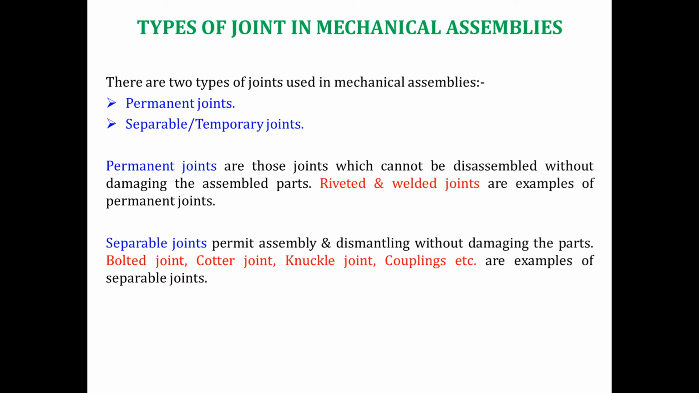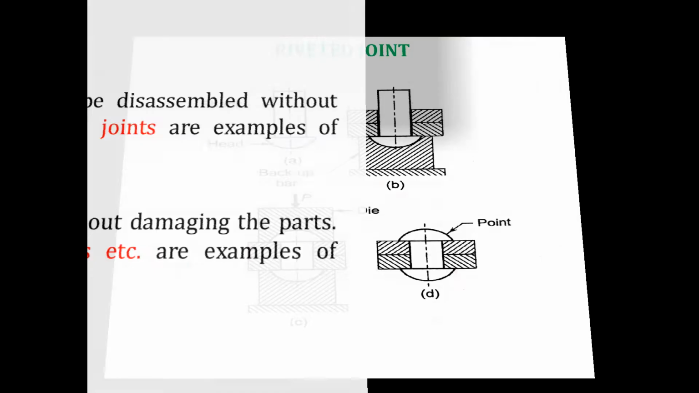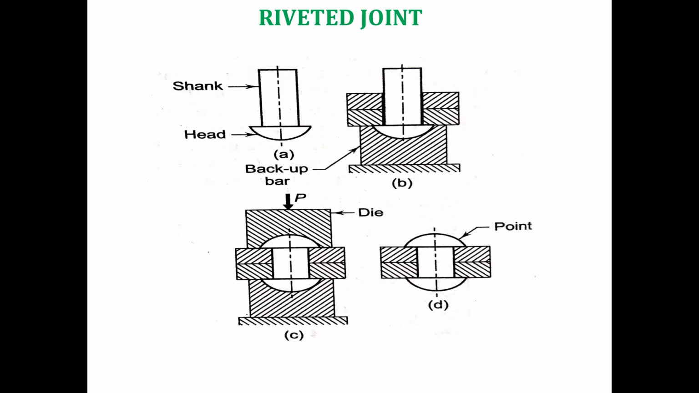Okay, fine, sir. So since we are talking about a rivet joint, first let us understand what a rivet is. Before designing a rivet joint, I should know what a rivet is, how a rivet looks, and how a rivet is made. So this diagram, figure A, B, C and D, will tell you what a rivet joint is and how a rivet joint is made.